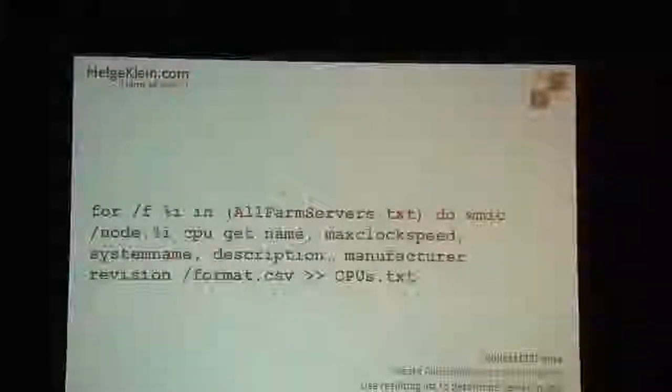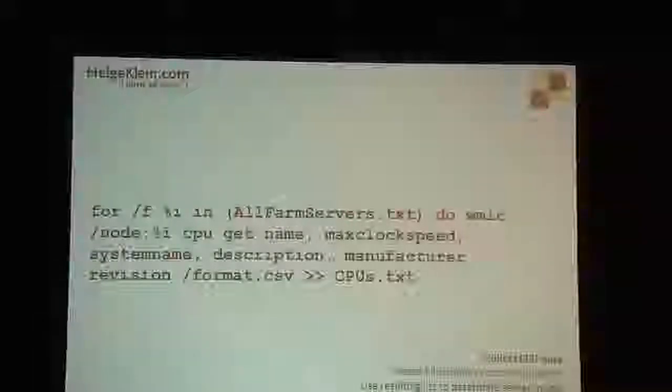One way to deal with WMI is a nice little command line tool called WMIC. You'll see it in this command line right there. You can use WMIC to query the WMI database of a specific system. In this case, the system is identified by the parameter /node. And this is a simplified syntax which WMIC allows you to use.